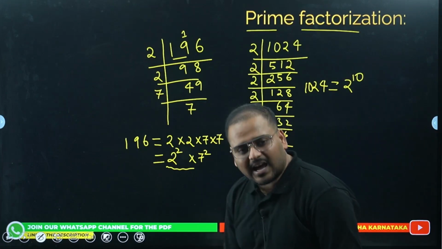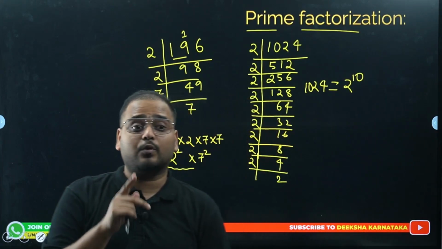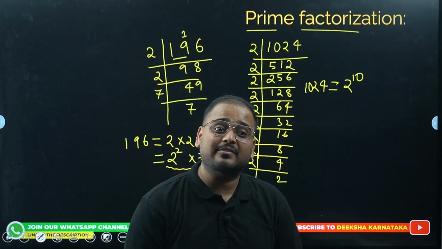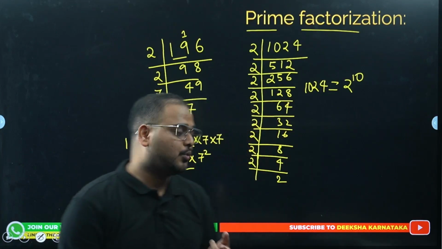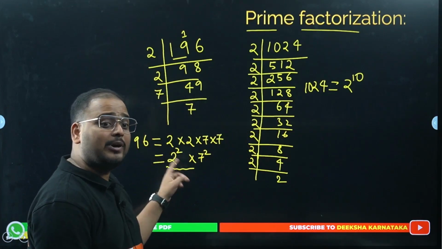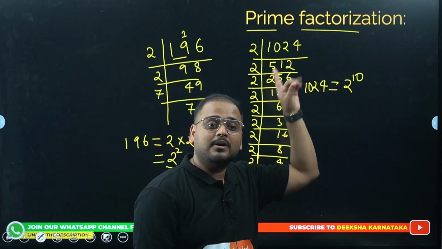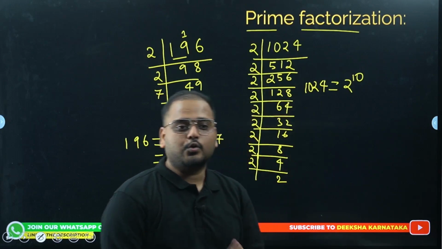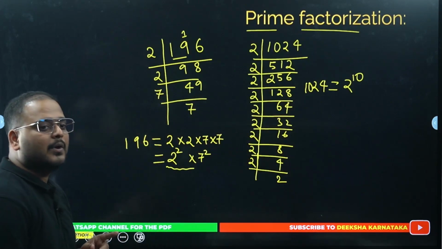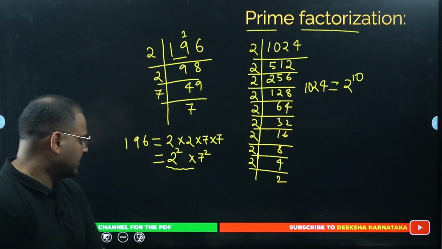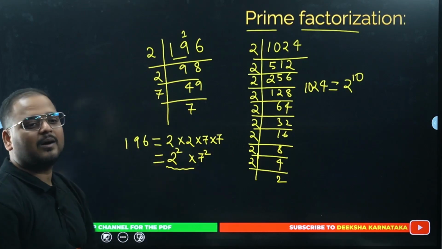Understood? So I can have a number given which will have only one prime, or a number which can have more than one prime also. Like in this situation, 2 and 7 are two different prime numbers, whereas 2 is only one prime number in the case of 1024. I hope this is clear. Okay, I'll move on to the next slide. Great. Now we're going to use this in the coming questions.